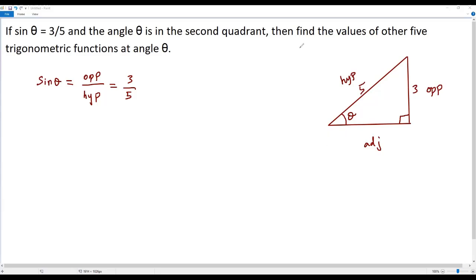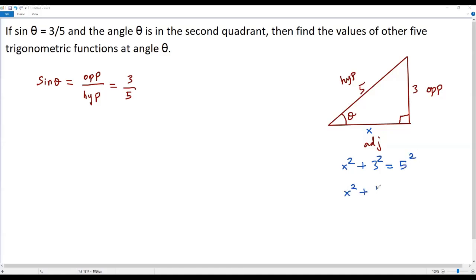So I'm going to assume the length of the adjacent side as x. To get the length of the adjacent side x, we have to use the Pythagorean theorem. According to the Pythagorean theorem, if I square the lengths of these two legs, that must equal the square of the hypotenuse. The square of the adjacent side is x squared, the square of the opposite side is 3 squared, and it has to equal the square of the hypotenuse, which is 5 squared.